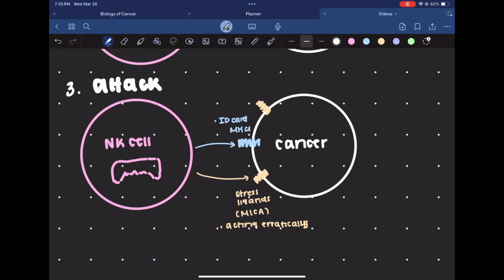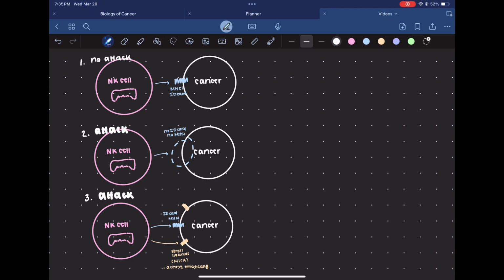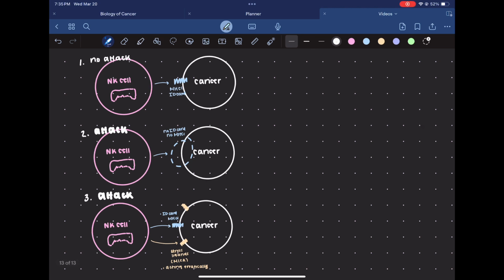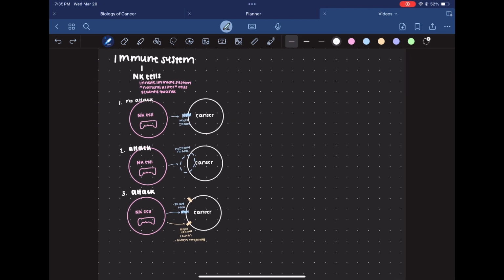So in order for a cancer cell to not be attacked by an NK cell, it needs to have an MHC1, and it needs to not have any of these stress ligands. So that's going to be our interaction between NK cells and cancer cells. In the next video, we'll talk about CD8 plus cytotoxic T cells and how they interact with cancer.